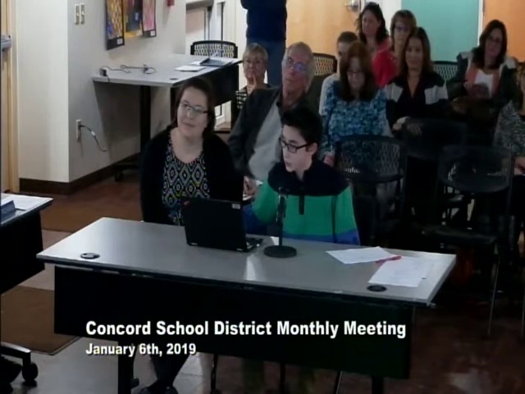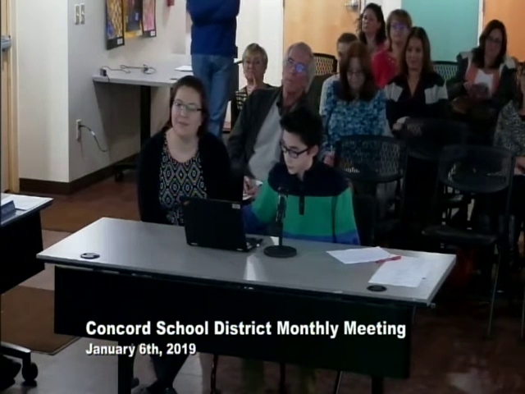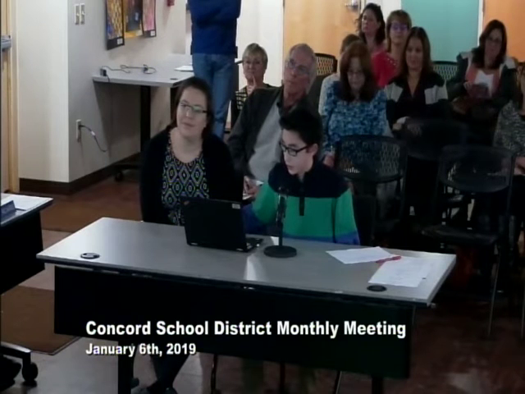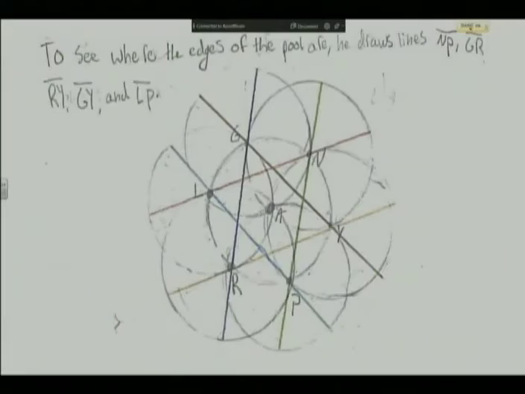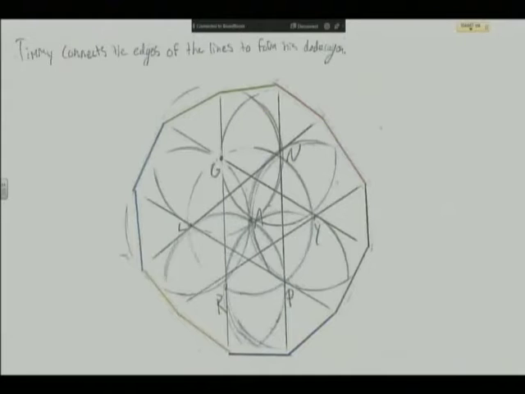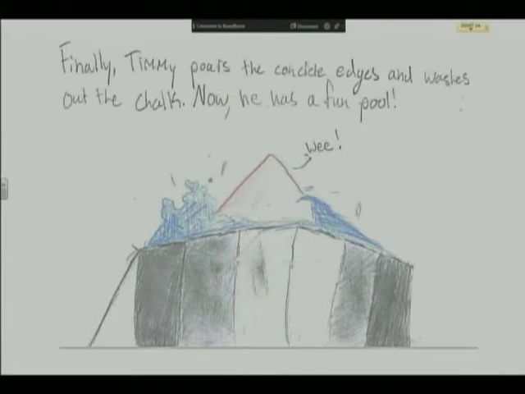He decides that he wants a pretty flower at the bottom of his pool. To do this, he draws 6 circles around the cement. Timmy labels the circles as he goes: L, G, N, and Y. To see where the edges of his pool are, he draws line NP, GR, RY, GY, and LP. Timmy connects the edges of his lines to form his dodecagon. Finally, Timmy pours the concrete edges and washes out the chalk. Now he has a fun pool.